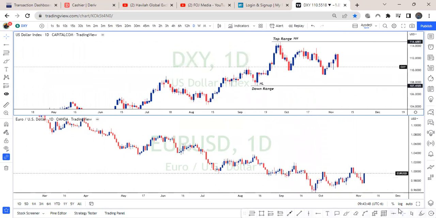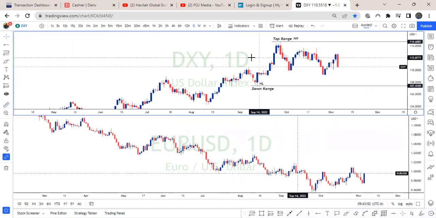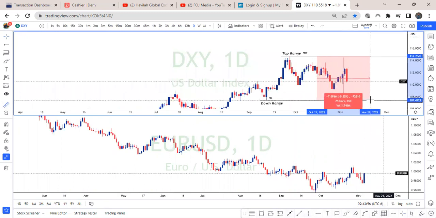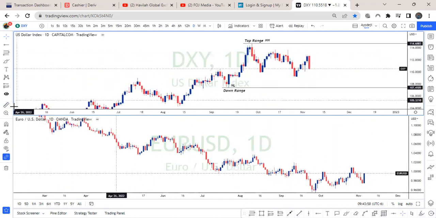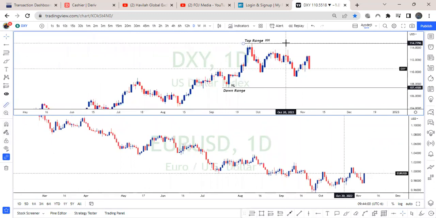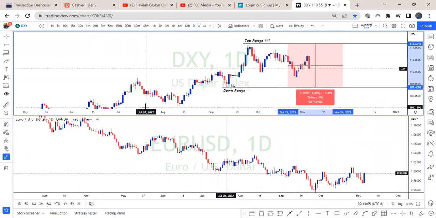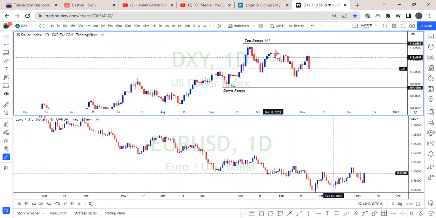This is the entire swing, guys, verged in red. And it's okay for price to turn around from anywhere now.